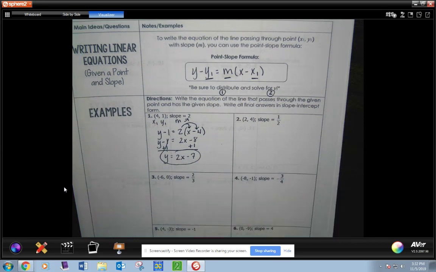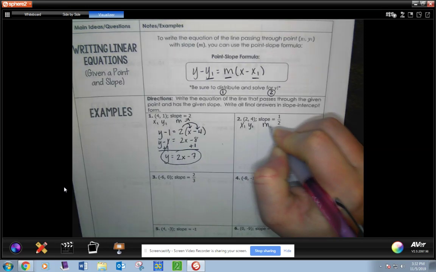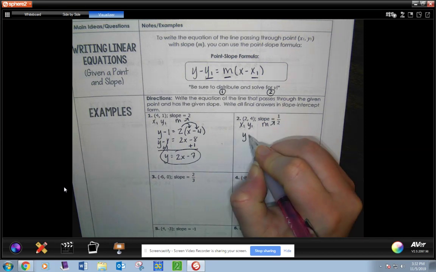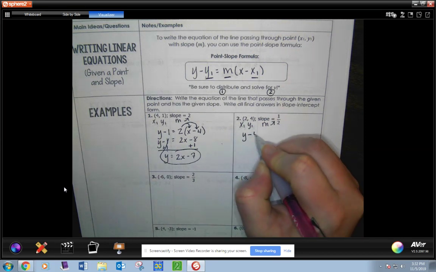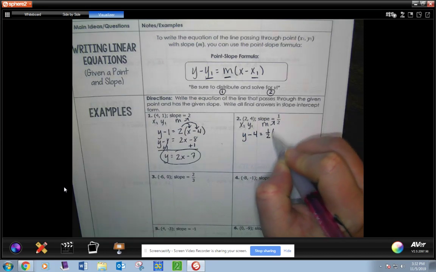Moving to example 2. This is my x1 and my y1. This is my m. So I'm going to plug into my formula. y minus y1, which is 4, equals m, which is 1/2, times x minus x1, which is 2.